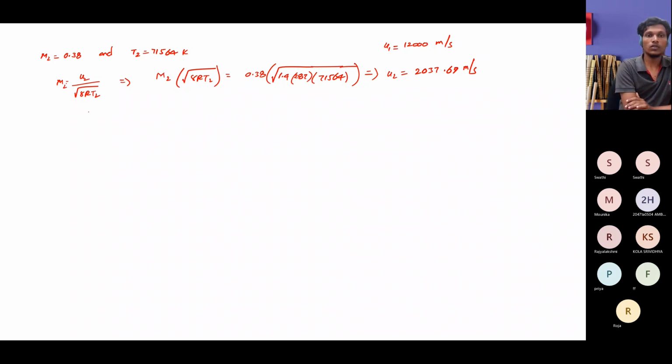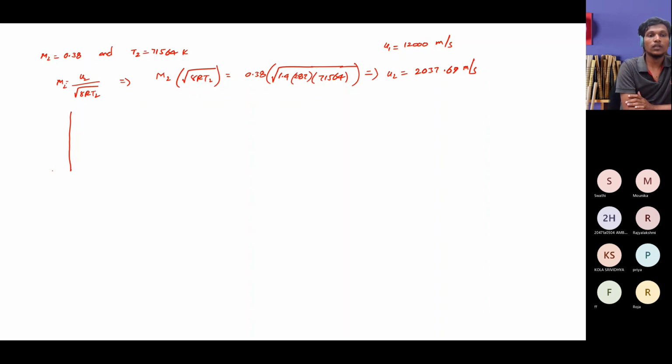So these strong shock waves have a significant role in various applications in the field of aerodynamics or in the field of medicine. In several fields, there is priority of using shock waves. Even in the gas industries, strong shock waves are employed for the condensation process. So u1 equals 12,000 and u2 equals 2037.69. And one more concept is here.